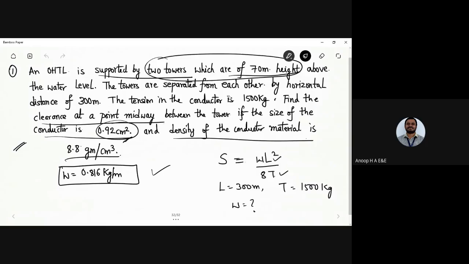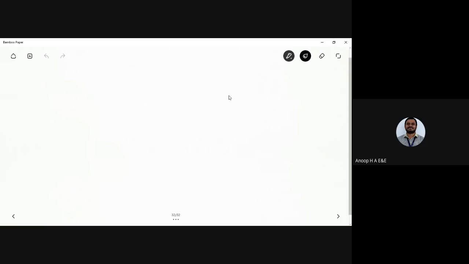Let's move on to the solution. First, what is given? The area of the conductor is 0.92 centimeter squared, which is 0.92 into 10 power minus 4 meter squared. Why is it 10 power minus 4 meter squared? Because it is given in centimeter squared.